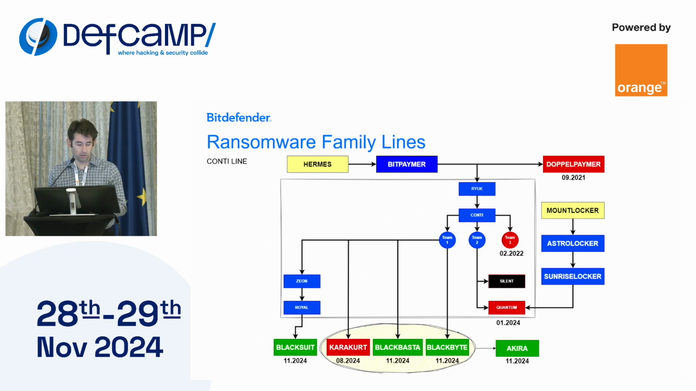active. Karakurt doesn't operate anymore since August this year, but the other two, Black Basta and Black Byte, are still active and may have active victims at the moment. And these 3 operators somehow also operate Akira, which is one of the most prolific ransomware at the moment.